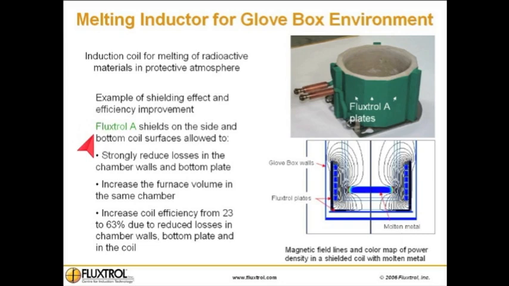Fluxtrol A shields on the side and bottom coil surfaces allowed to strongly reduce losses in the chamber walls and bottom plate, increase the furnace volume in the same chamber, and increase coil efficiency from 23 to 63% due to reduced losses in chamber walls, bottom plate, and in the coil.